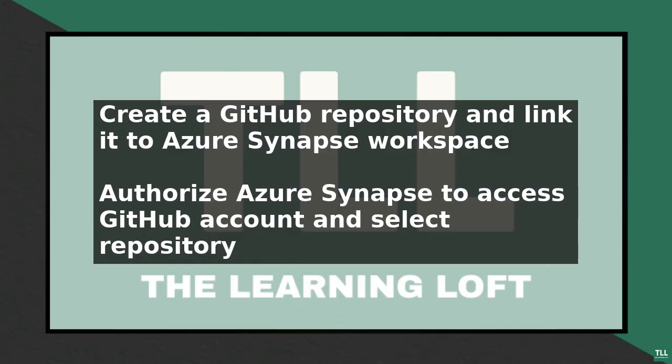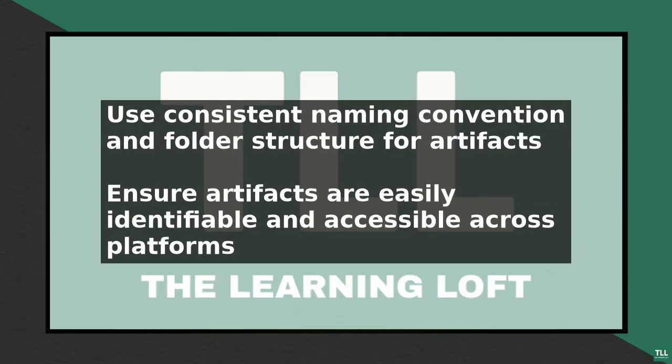This allows you to manage different versions of your artifacts, collaborate with team members, and track changes using GitHub's version control features. A key best practice for this integration is to use a consistent naming convention and folder structure for your artifacts in both Azure Synapse and GitHub. This ensures that your artifacts are easily identifiable and accessible across both platforms.